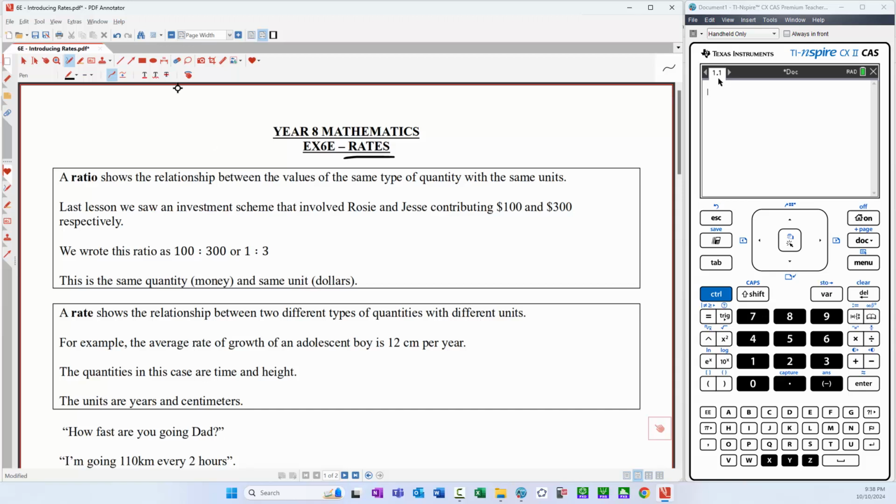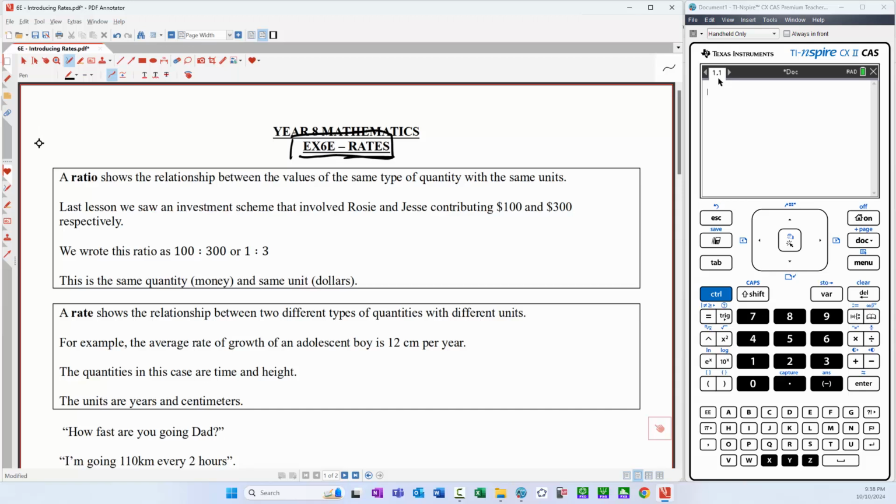Okay, so the first thing I want you to do is grab your notes and write in your heading. Your heading today is going to be exercise 6E, rates. All right, so you should have written the heading in. Now what we're going to do is have a look at what a ratio is.